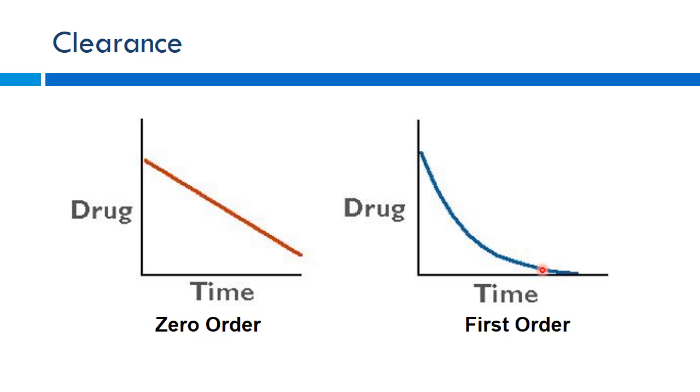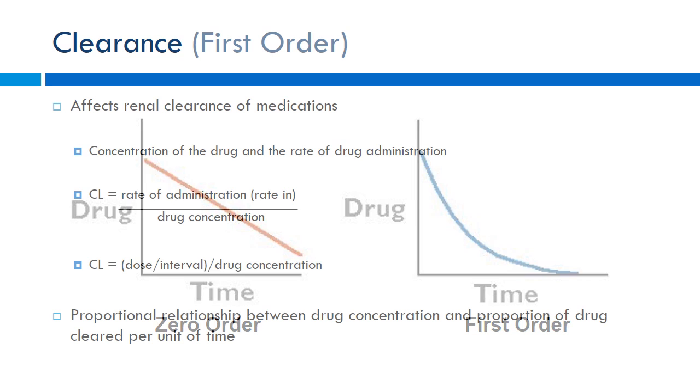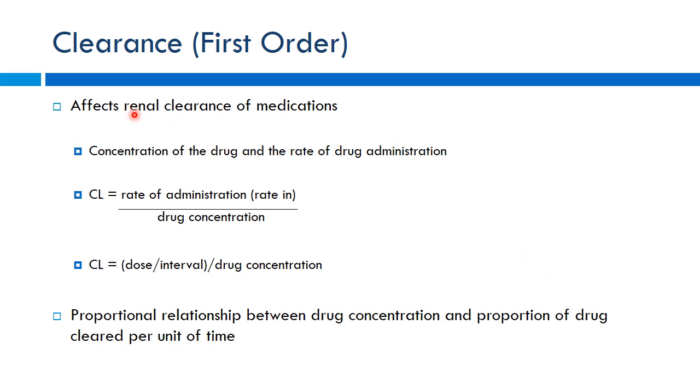So even when I'm down here at a very low concentration, I'm still metabolizing the same percentage. It's just that the amount that's still around is making that pretty low. I'll show you some other slides that'll make more sense of that. Looking at clearance, we're going to focus mostly on first order kinetics, so most drugs are going to follow this.